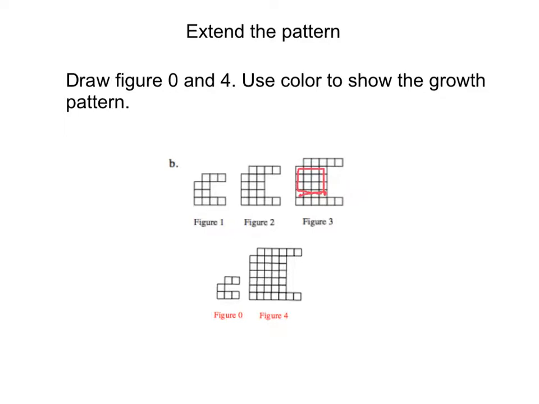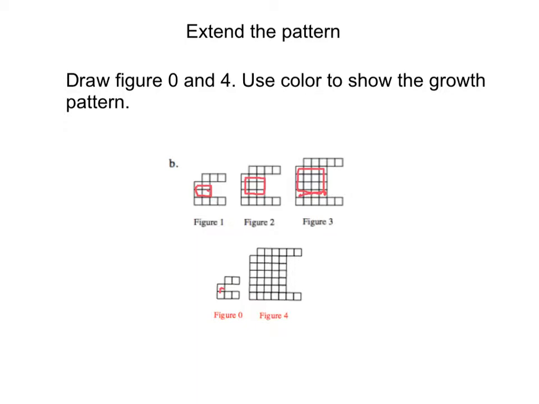All right, so figure 3 has a 4 by 4 square. Figure 2 has a 3 by 3 square. Figure 1 has a 2 by 2 square. So figure 0 would have a 1 by 1 square right there. Now I'm looking at the rows on the top and bottom.